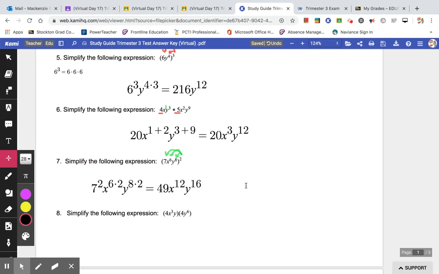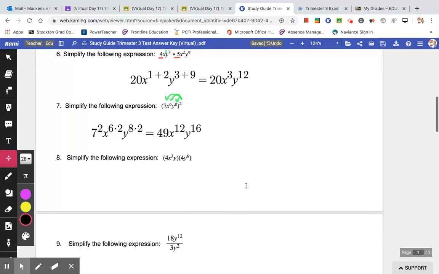And then the last one on this page, number 8. Number 8 has parentheses, but notice there's no exponent on the outside of either parentheses. So although there are parentheses, this is still the product rule because we're not distributing any exponents in, we're just multiplying 2 different monomials together.